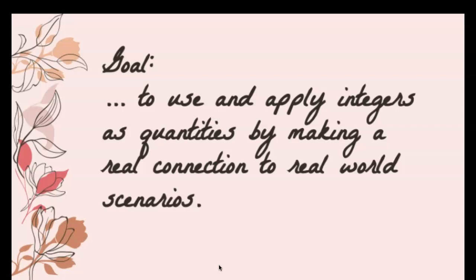So, our goal for today is to use and apply integers as quantities by making a real world connection to the real world scenario. So, it means my goal was not edited. I edited that, but it did not save.